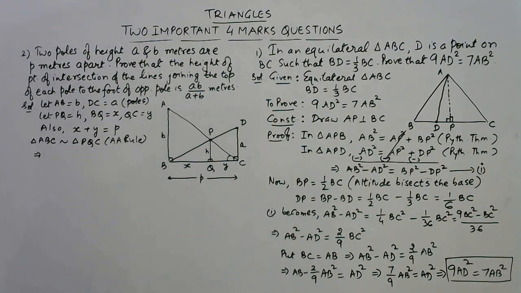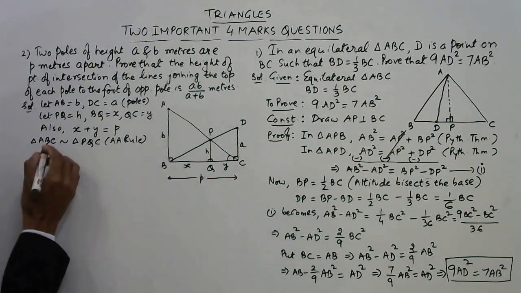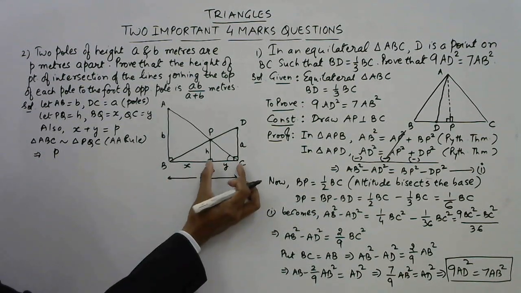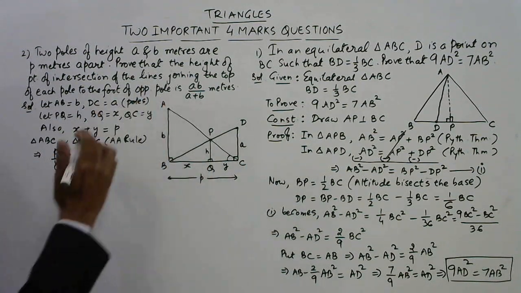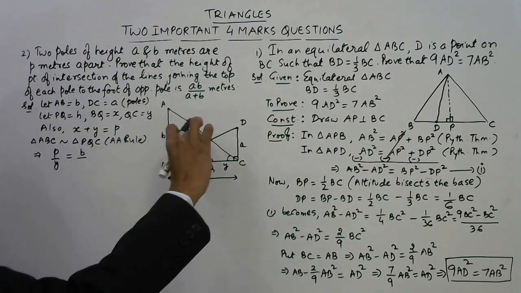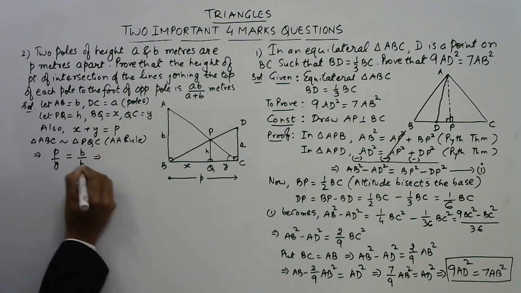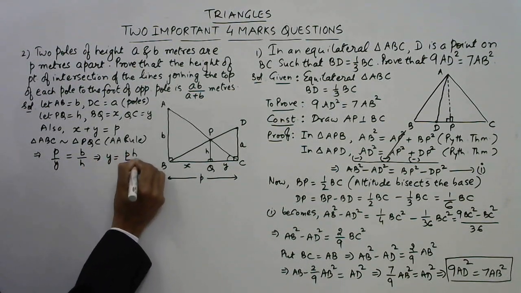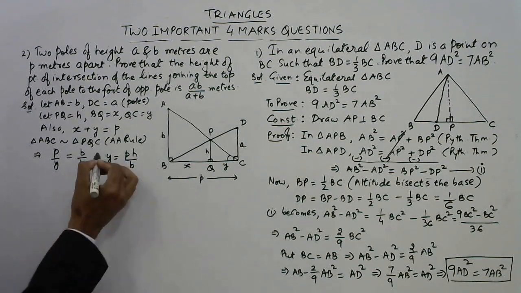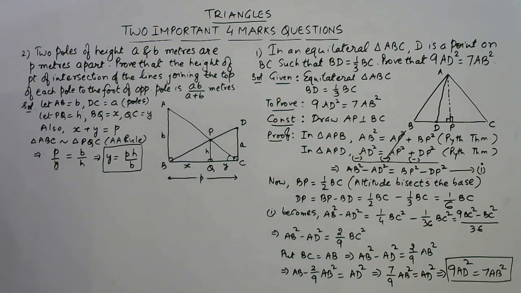So I am equating the ratios of the corresponding sides now. What is the base of this big triangle? It is P. Base of small triangle, it is Y. Height of big triangle is B. And this height is H. So from here, take the value of Y. So Y will come out to be PH upon B. Now this is the first step you have to follow.